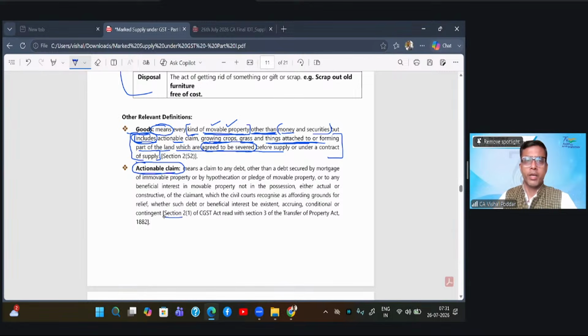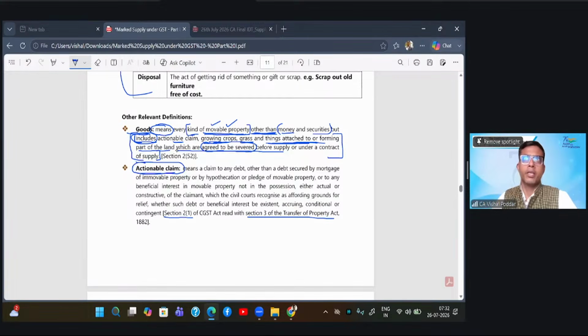Now, the definition is given under Section 2, Clause 1 of the CGST Act, but here they have simply referred to Section 3 of the TOPA, that is, the Transfer of Property Act. So basically, the definition which we are seeing over here is taken from TOPA Section 3. Now, students, what is an actionable claim?